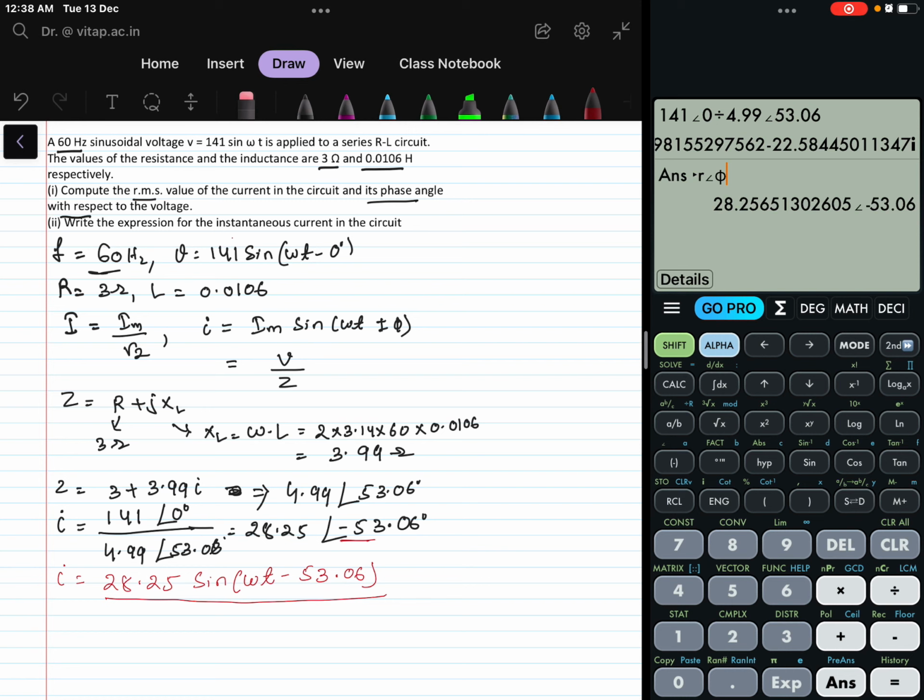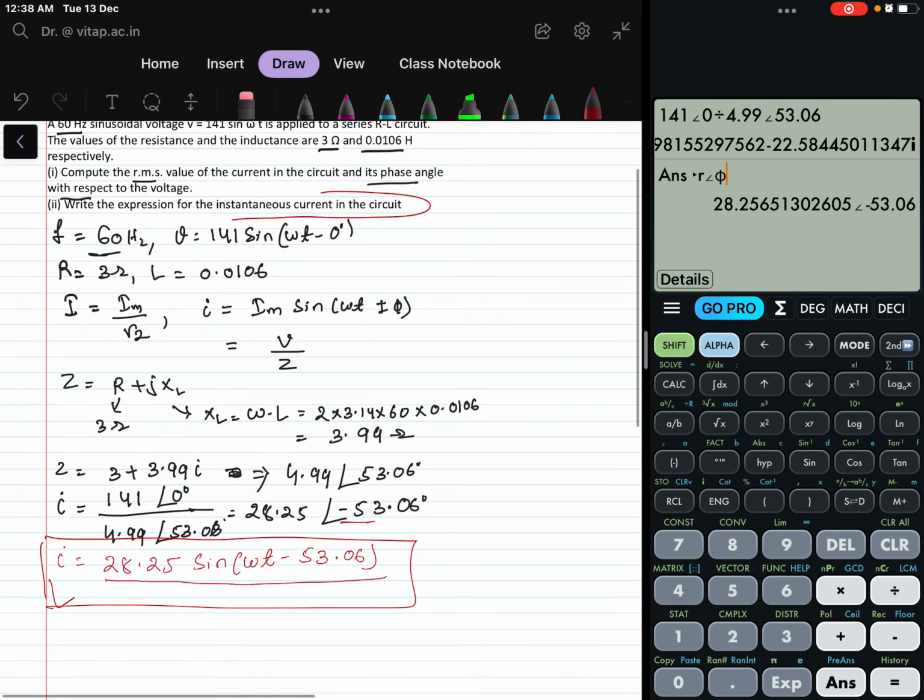Next, write the expression for the instantaneous current in the circuit. This one is the expression for the instantaneous current in the circuit. Now, if it asks any other questions based on this, such as what is the Vrms, Irms, what is the resistance value, what is the reactance value, all these things can be calculated here. So that is all for this video. We will be discussing another problem in the next video.